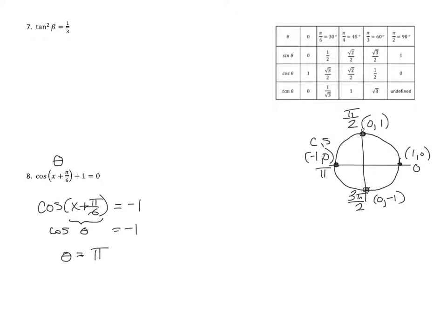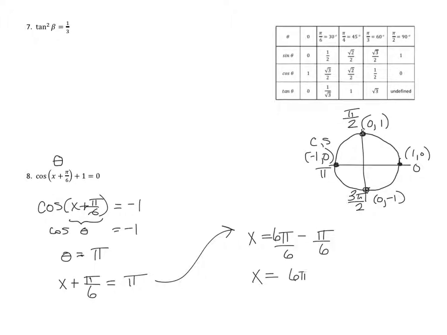But once again, we really don't have a theta in the problem. Our theta, let's go ahead and rewrite that as x plus pi over 6. And we're saying that that should equal pi. Now we can solve this for x. So why don't we subtract pi over 6 to the other side of the equation. And let's convert pi to a common denominator. Pi is the same as 6 pi over 6. So that gives me 6 pi minus pi over 6, which gives me 5 pi over 6. My answer is x equals 5 pi over 6.